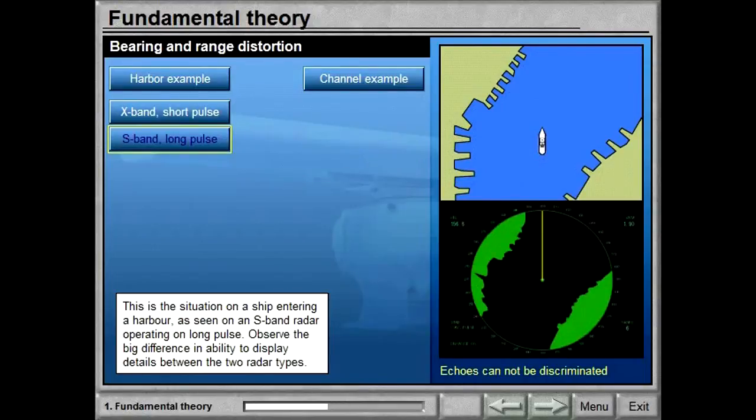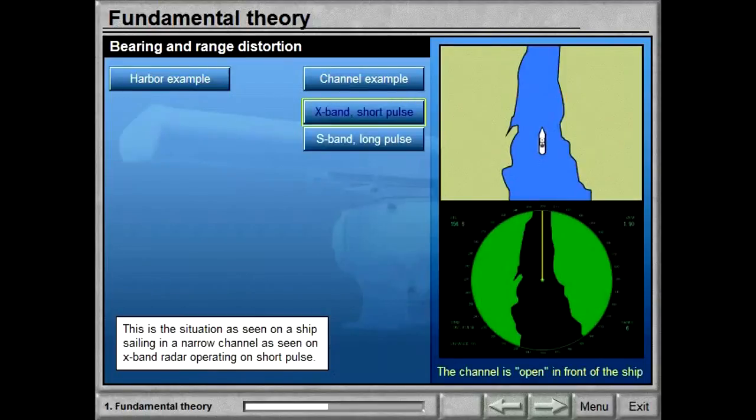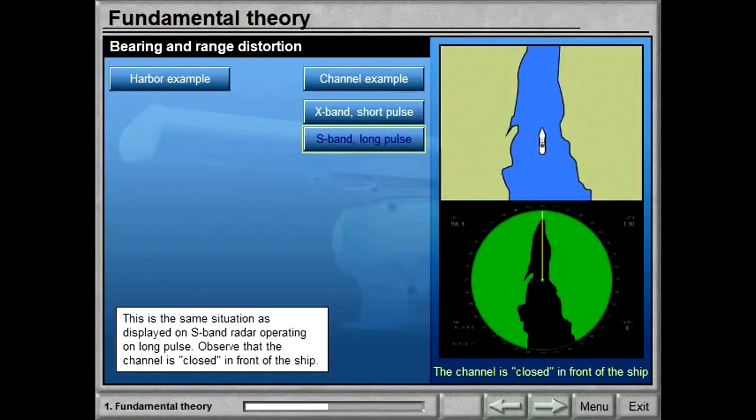Observe the big difference in ability to display details between the two radar types. This is the situation as seen on a ship sailing in a narrow channel, as seen on X-band radar operating on short pulse. This is the same situation as displayed on S-band radar operating on long pulse. Observe that the channel is closed in front of the ship.